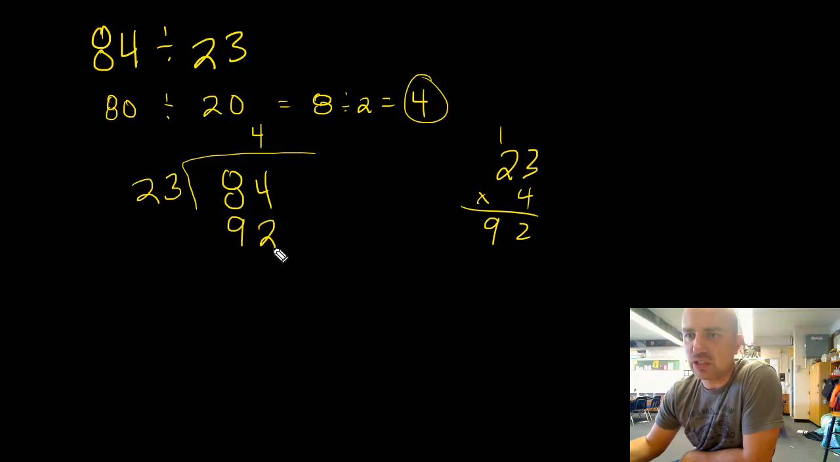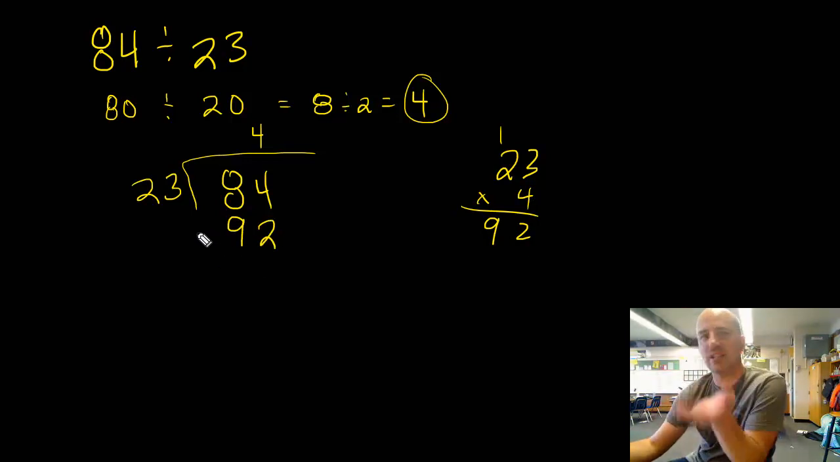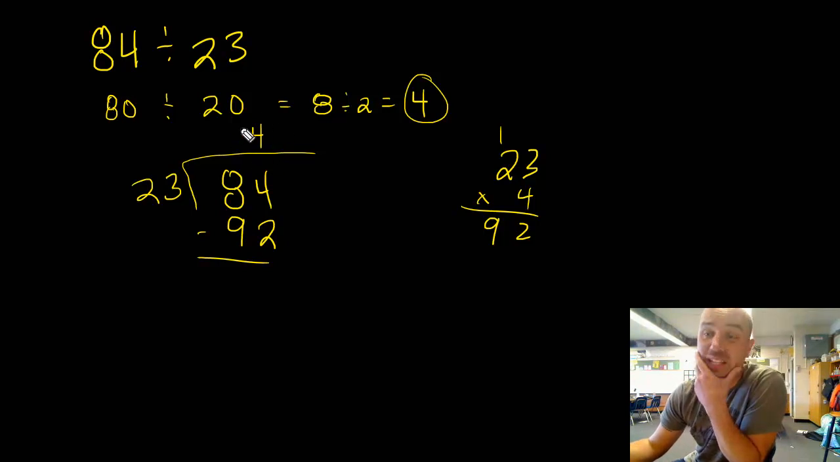And if I put 92 here, wait a second, now I'm seeing that something's odd, something's up. This does not work out because 84, I can't subtract out 92. We get a negative number. So obviously 4 was not correct. The estimation that we did was good, it's just not correct. This estimation is correct, okay? 80 divided by 20 is 4, and that's a correct estimation.